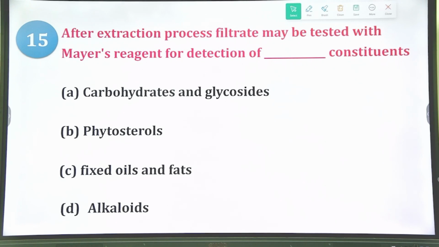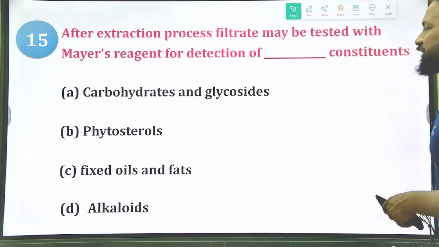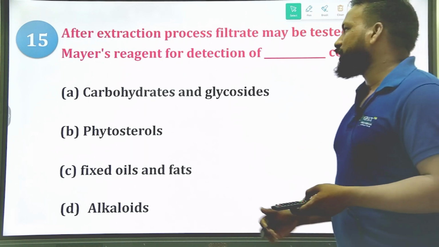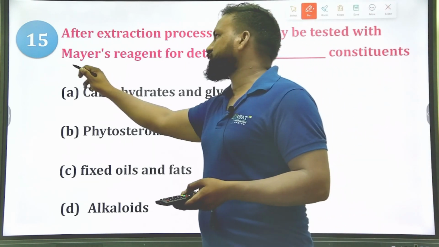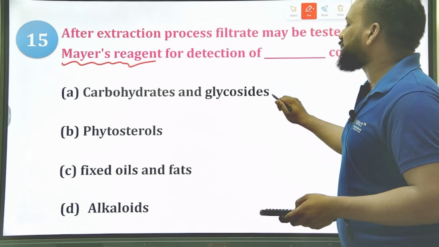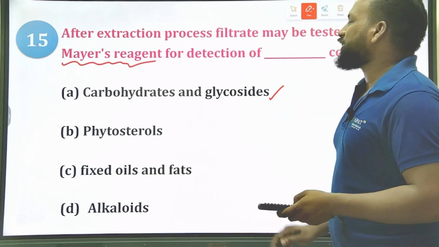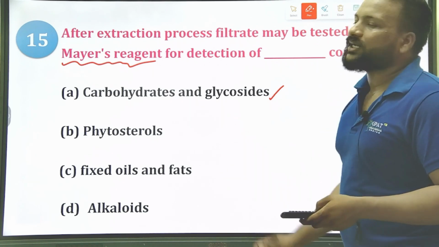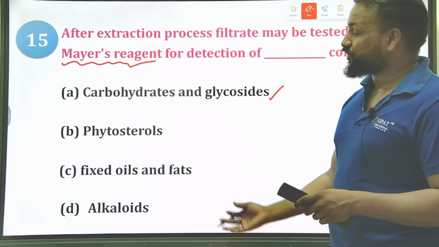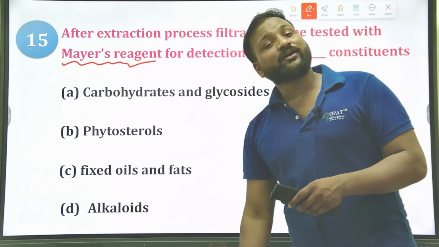After the extraction process, the filtrate may be tested with a reagent for the detection of the following constituents: option A, carbohydrates and glycosides; B, phytosterols; C, fixed oils and fats; and D, alkaloids. If you know the chemical test names, you can easily identify. For carbohydrates, Molisch's test is used, so you can eliminate that option.